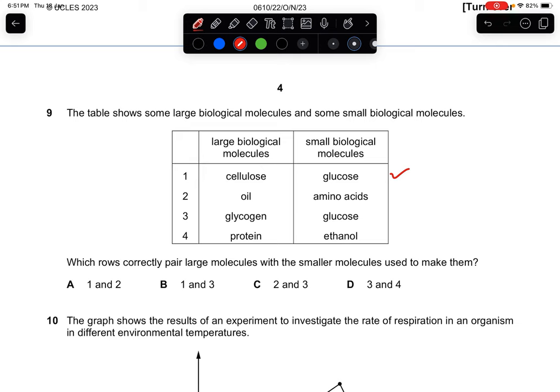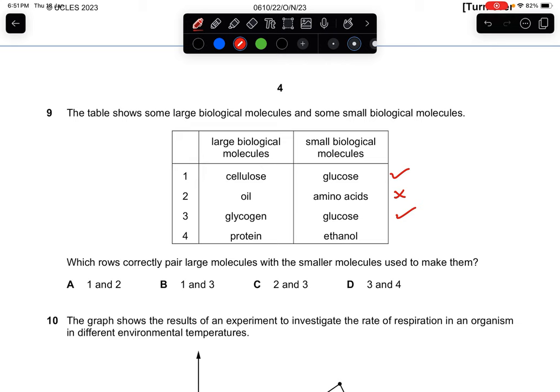Oil is a fat. Fatty acid doesn't produce amino acid. It only produces fatty acids and glycerol. Glycogen to glucose? Yes. The difference between glycogen and starch: glycogen is found in humans, starch is found in plants, but they are all eventually broken down into glucose. So number three is correct.